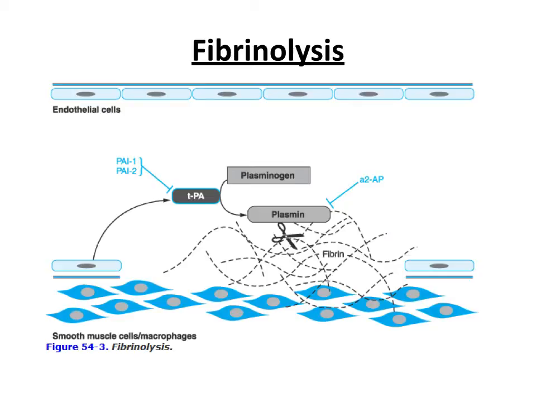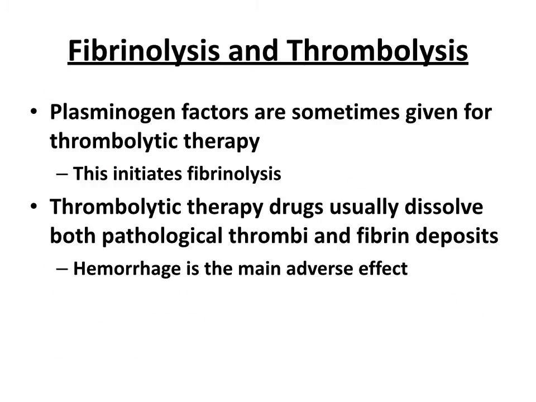So anyway, that dissolves the clot. And again, if this plasmin were to float off free and get into the bloodstream, this alpha-2 antiplasmin is going to inhibit it, okay, and stop it from inappropriately cleaving the proteins and other stuff you don't want it to. Okay, so plasminogen factors are sometimes given for thrombolytic therapy, and of course, if somebody's got a clot, not getting rid of a clot, you can give plasminogen factors to try and initiate fibrinolysis.